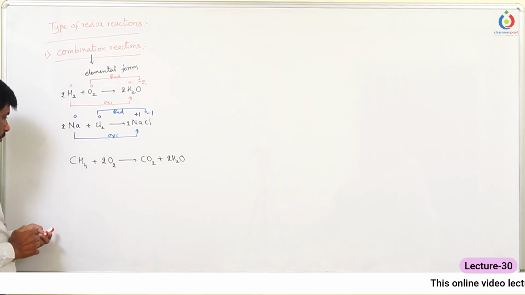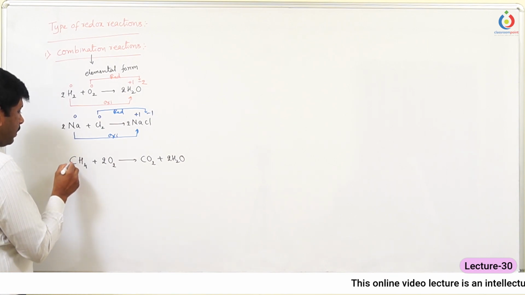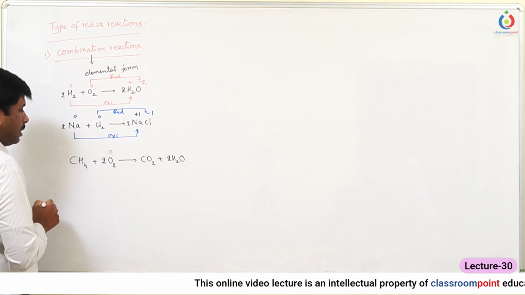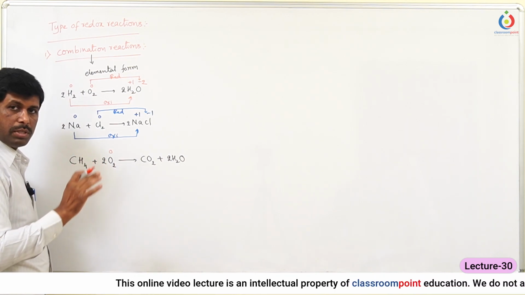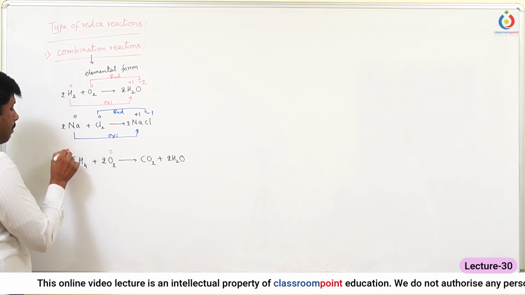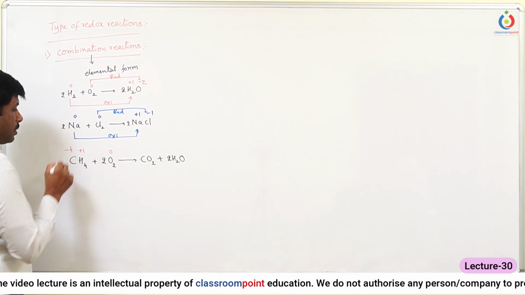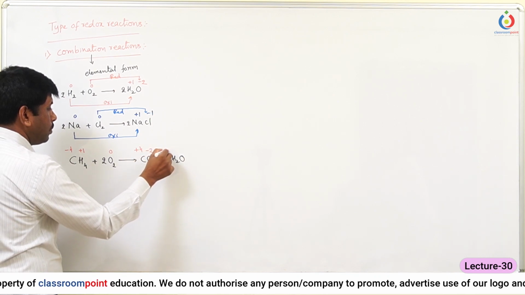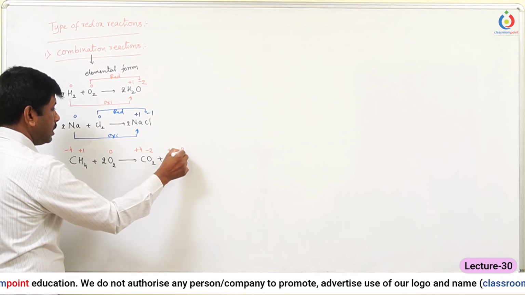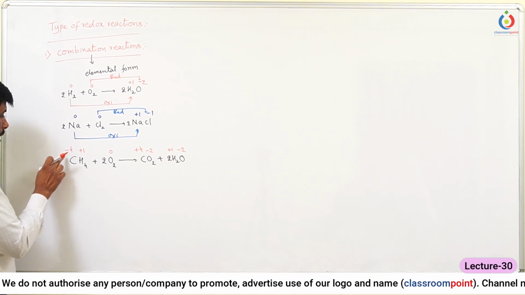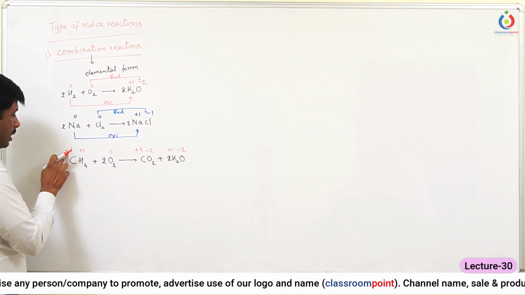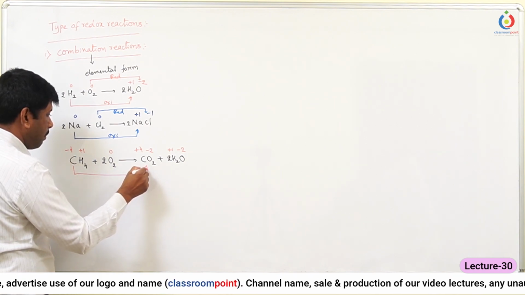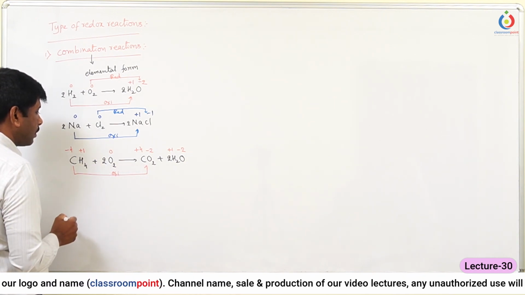So here, this is the compound, this is the element. In the elemental form, the oxidation state of all atoms equals 0. Carbon -4, hydrogen +1, carbon +4, oxygen -2, hydrogen +1, oxygen -2. So you can see that the carbon oxidation state increased from -4 to +4, so that carbon is oxidized.